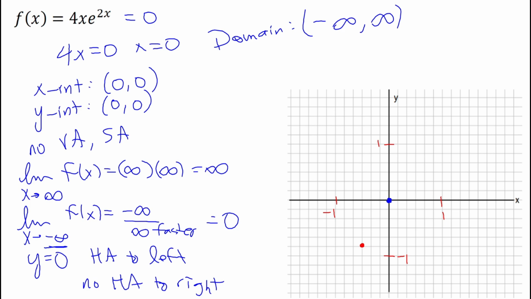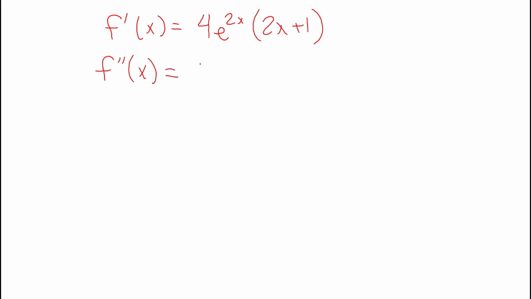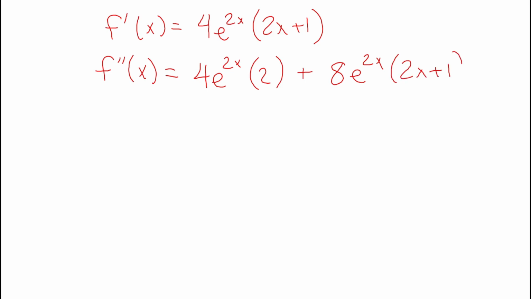And then we will go ahead and deal with our second derivative now. Right? So our second derivative will come from using our first derivative. F prime of x was equal to 4e to the 2x times 2x plus 1. So our second derivative should be the first function, 4e to the 2x times the derivative of 2x plus 1, which is 2. And then we will add to that the derivative of 4e to the 2x, which is 8e to the 2x times the 2x plus 1.